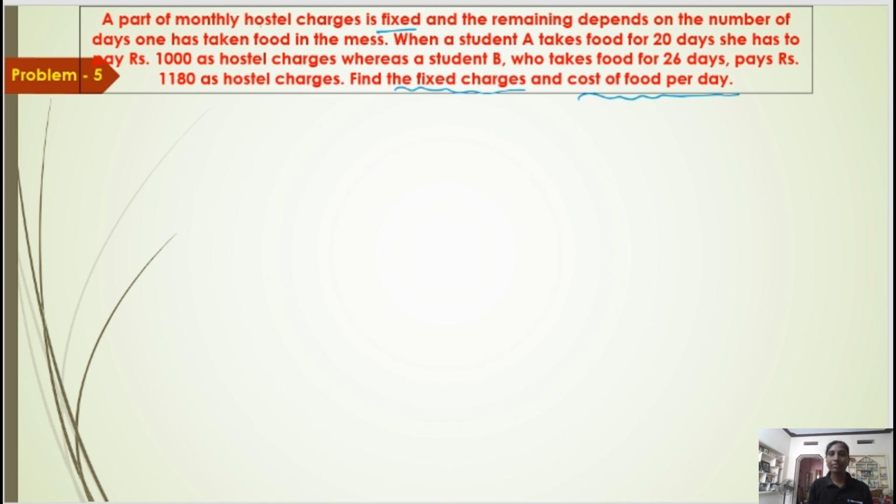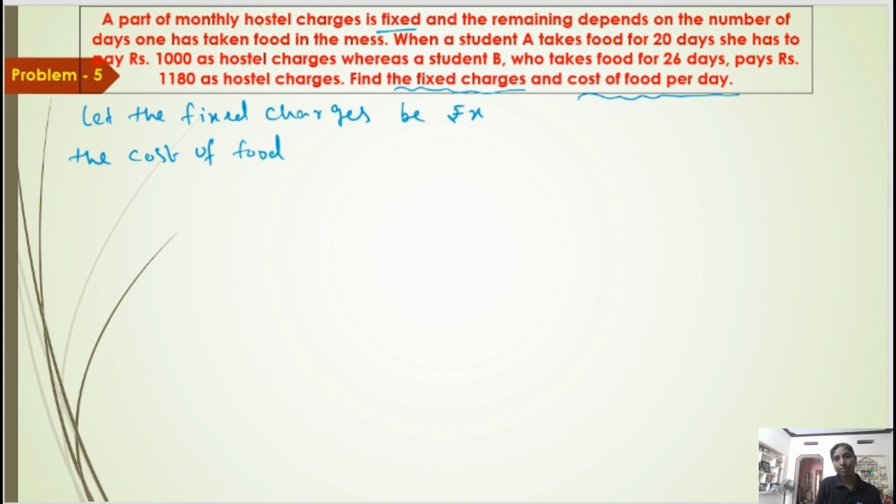Here, first assume we don't know what the fixed charges are and what the cost of food per day is. So let the fixed charges be rupees x and the cost of food per day be rupees y. Here student A takes food for 20 days. She has to pay rupees 1000.